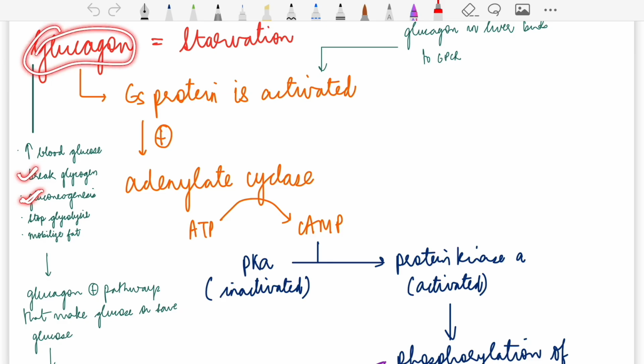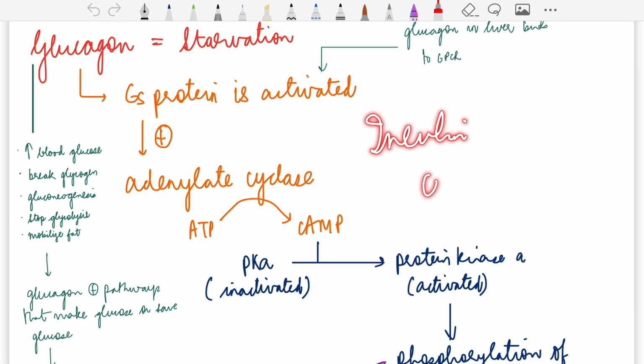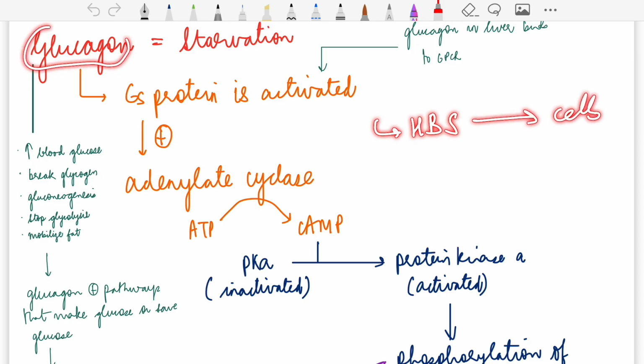So in insulin, what happened? In insulin, the cells wanted glucose, right? Cells wanted glucose because बहुत सारा glucose था blood में. In insulin there was high blood sugar and the cells wanted to use it. But in glucagon, we want the blood sugar to be high.